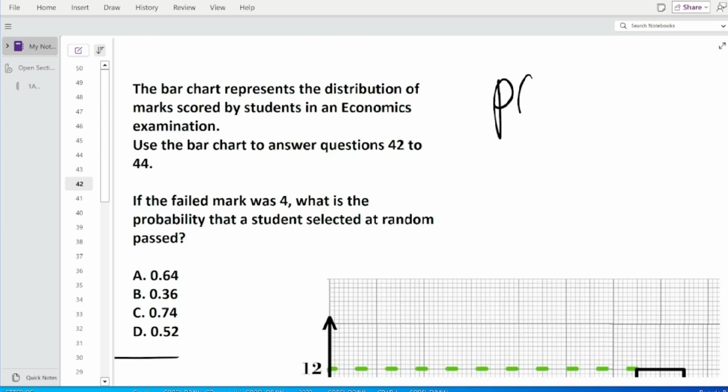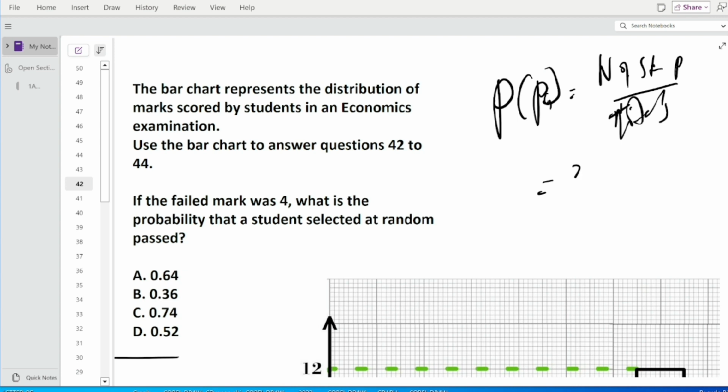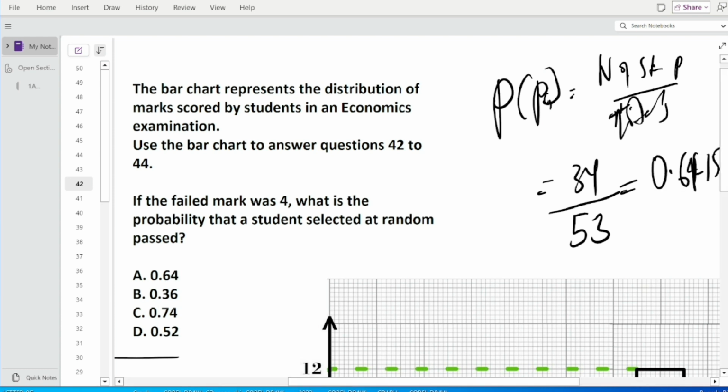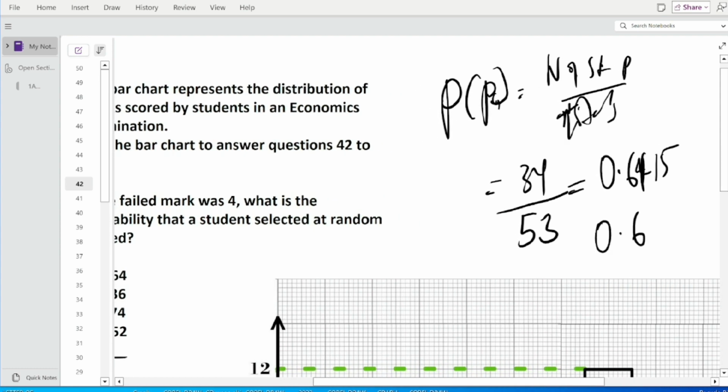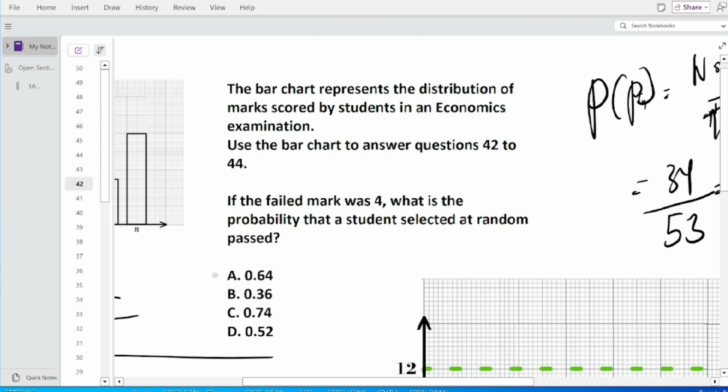So the probability students who passed will be number of students who passed over total students. Number of students who passed are 34. Total students are 53. So 34 divided by 53 will give us 0.6415 on our calculator. Approximated to 2 decimal places will give us 0.64. Our answer is therefore A.